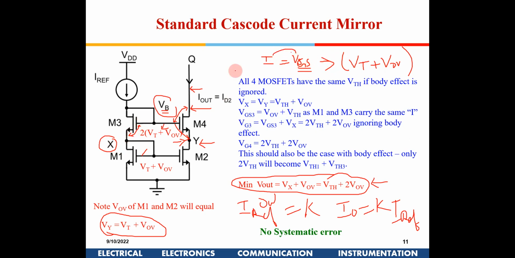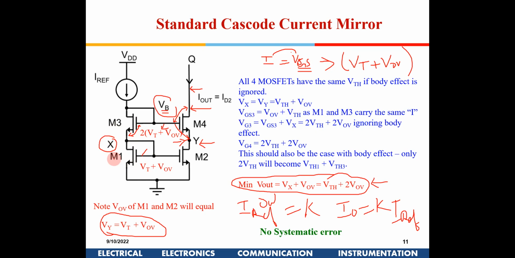Because for the same current, W by L is the same, so VGS is VT plus VOV. At the X node it's VT plus VOV, so in order to cater this, we need 2 times. So if we subtract, it will finally be VT plus VOV. See, 2 times is one for VX, one for VY. So that's why it becomes 2 times. Yes, one for M1 and one for M3.